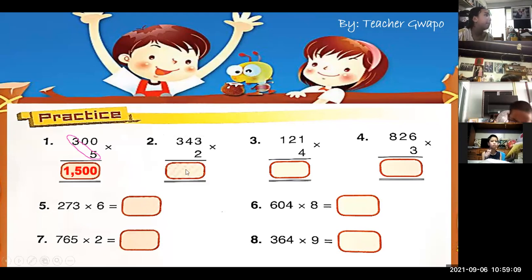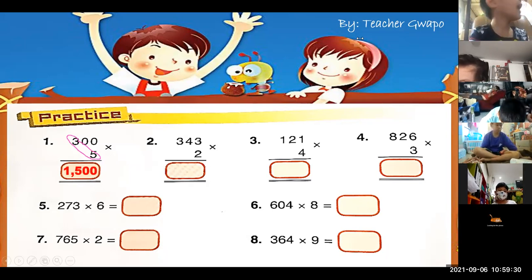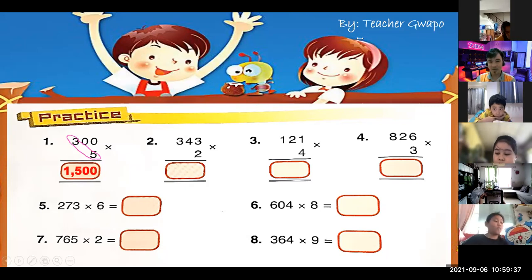Number 2. 2 times 3 is 6. 2 times 4 is 8. 2 times 3 is 6. So what is your answer? Anyone from the class? August? I want to see August because August is already finished in number 2. How about Kasim? Are you finished? Who is finished? Raise your hand, please. Who wants to answer number 2? Rita is finished.